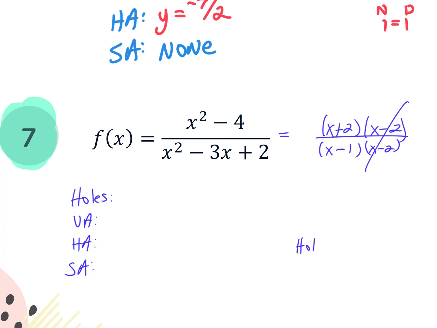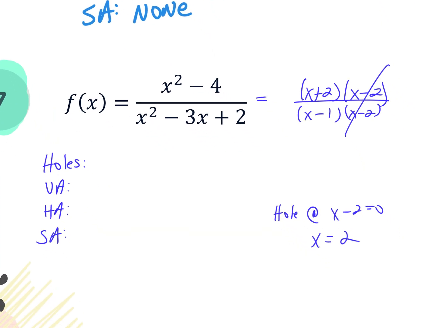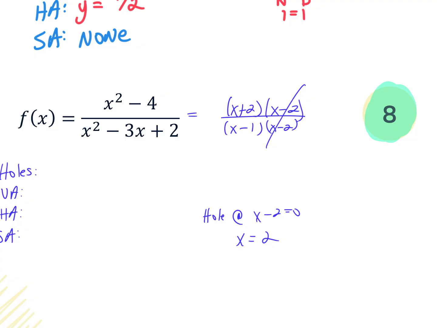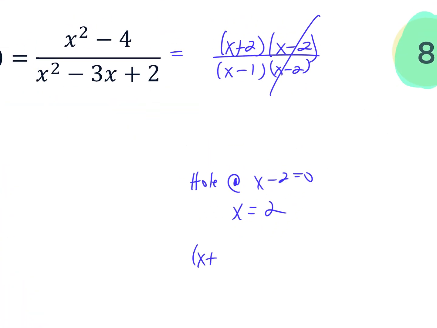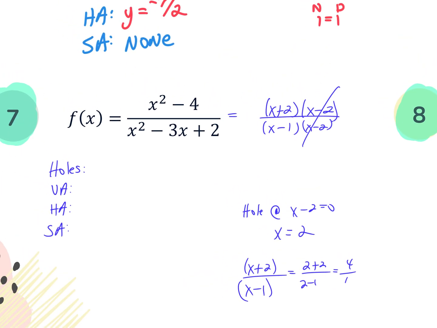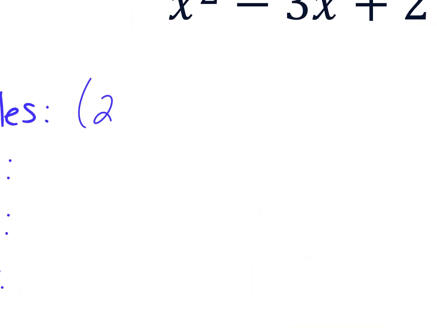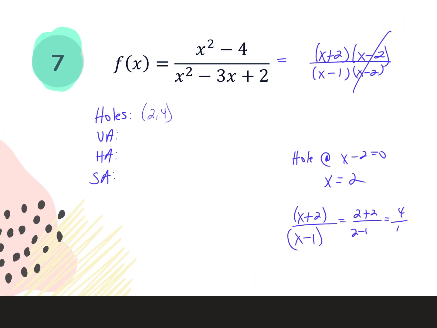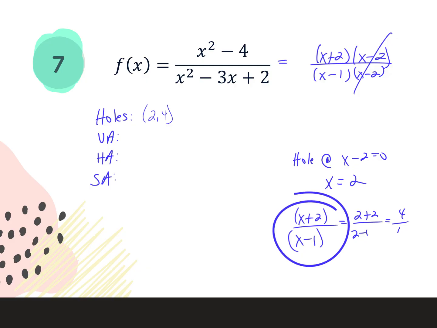I immediately say I have a hole at x minus 2 equals 0. So what is the x part of my hole? 2. How do I figure out what the y part is? Plug into the simplified version. So I have 2 plus 2 over 2 minus 1. What's 2 plus 2? 4 over 1. So where is my hole? 2 comma 4. Good. 2 comma 4. Now everything else is based upon our simplified version. Most of you can look at that and tell me where my vertical asymptote is.